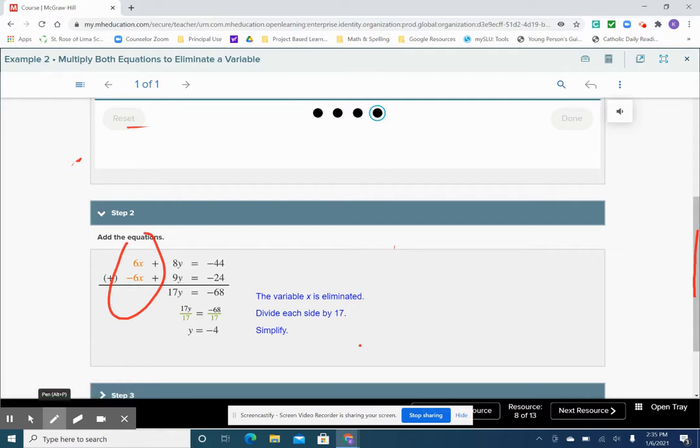they eliminated. Positive 8, positive 9 is 17. Negative 44, negative 24 is negative 68. Divide by 17. Y equals negative 4. You've just solved for Y. Make sure you pause the video, rewind it, listen to it again if you're having trouble, and then work through the task cards for extra practice.